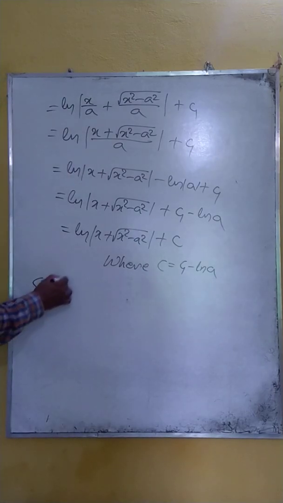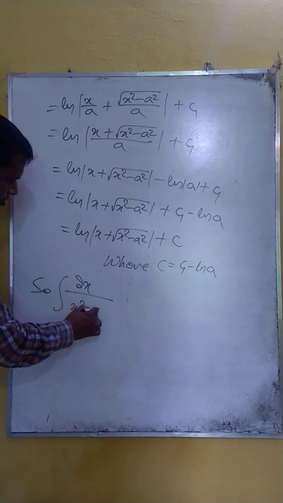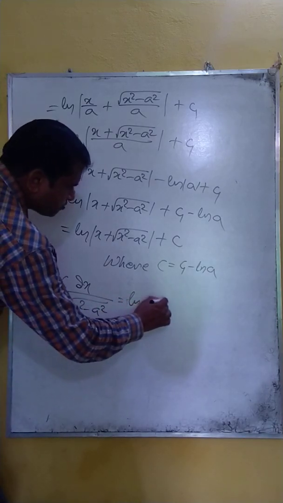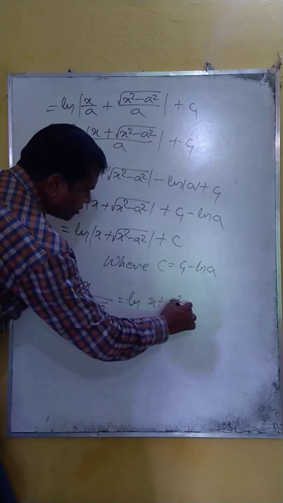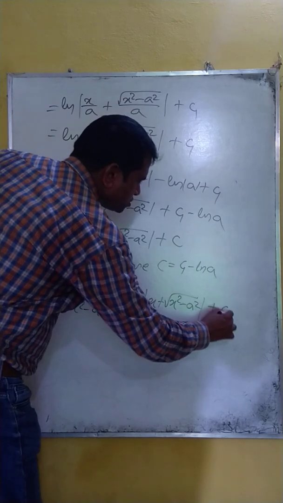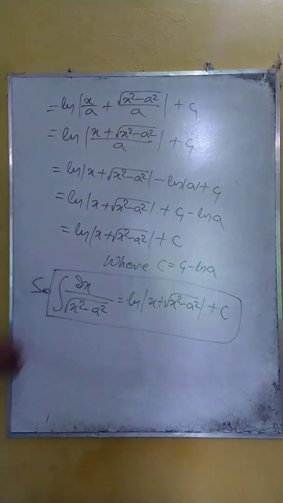So integral of dx by root of x square minus a square, that equal to ln |x plus root of x square minus a square| plus c.